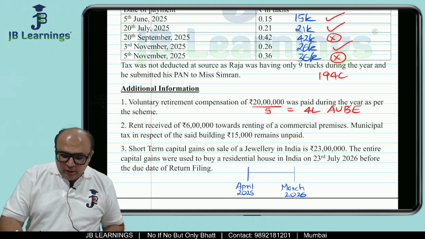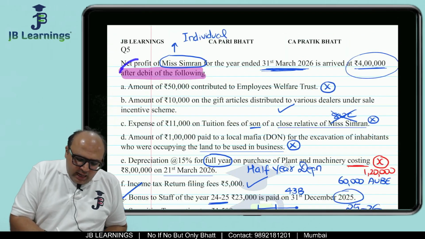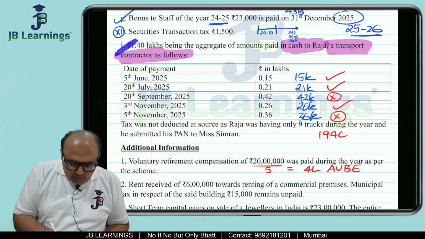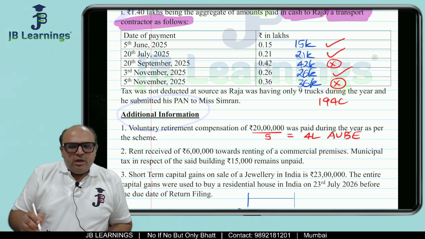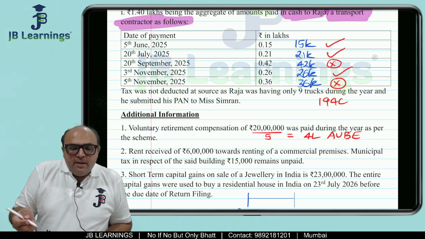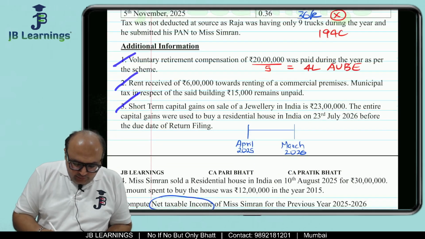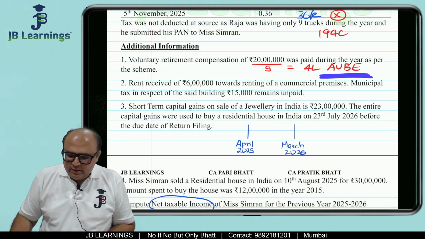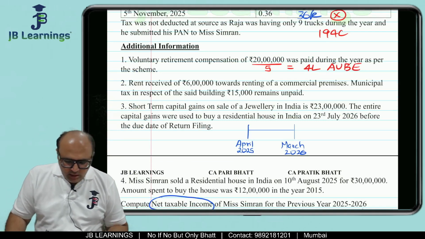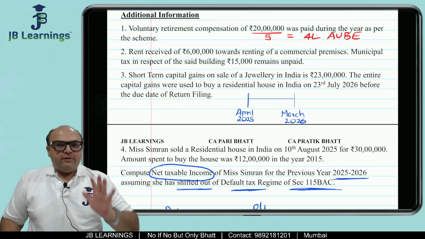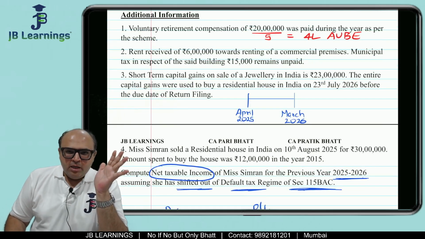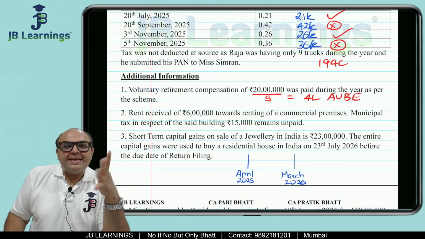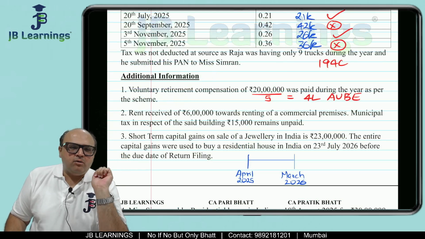Why am I saying unrecorded? Because after the debit, the following information is over. Now this is additional information. Additional information means the effect of 1, 2, 3, 4 is not given in the P&L, correct? So this is an unrecorded business expense. Now friends, rent received. Now friends, you have to become alert, because in additional information, everything might not necessarily be related to expenditure only.